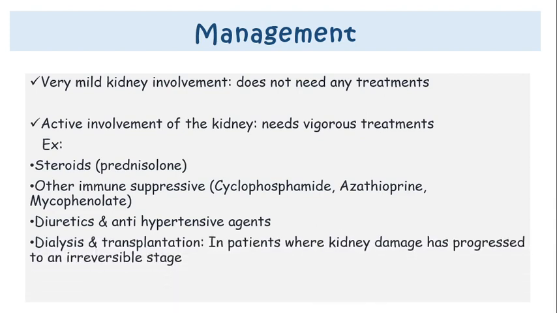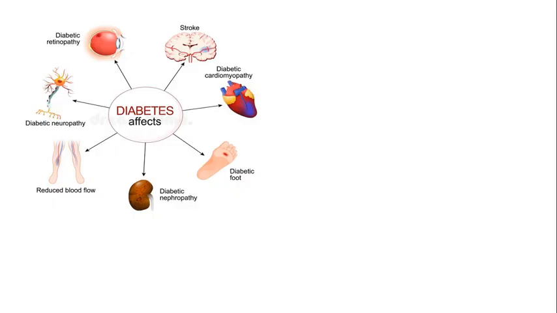antihypertensives. Then dialysis. So if the kidneys have progressed to a stage of irreversible kidney damage, then you will have to do dialysis. If that is unresponsive, you will have to go for a kidney transplantation.